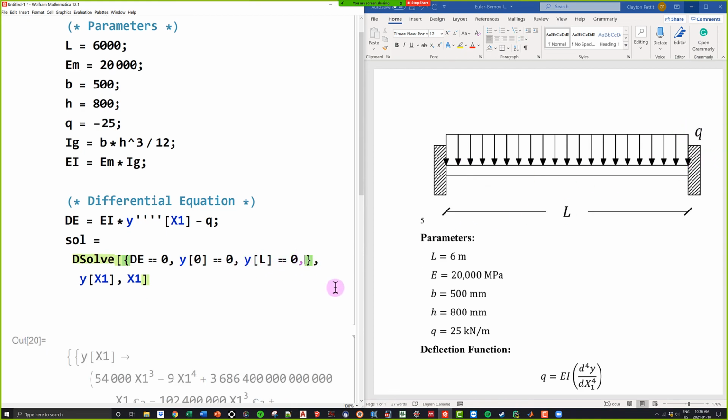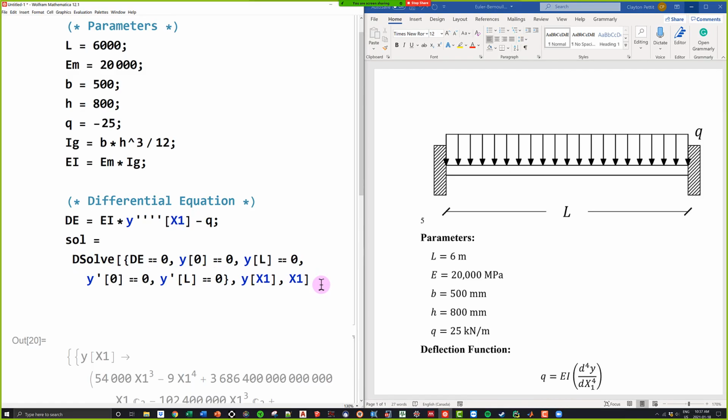Well, I simply go comma, because I'm going to add another boundary condition. I'm going to go y prime at 0. That's going to be equal to 0. And I'm going to go comma, y prime at L. This is going to be equal to 0 as well. All right, so now I have my 4 boundary conditions. I have 2 right here for my displacement, and then I have 2 right here for my rotation.